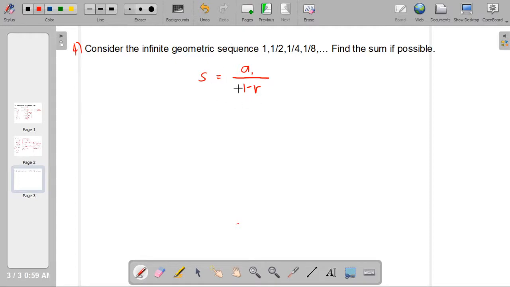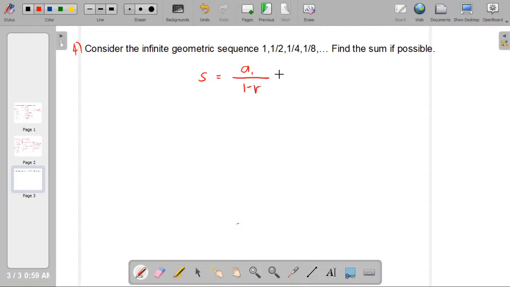But let us remember that we can only use this formula if your r is greater than negative 1, meaning it is heading toward 0, negative decimals or fractions. But it should be less than positive 1, so positive fractions.